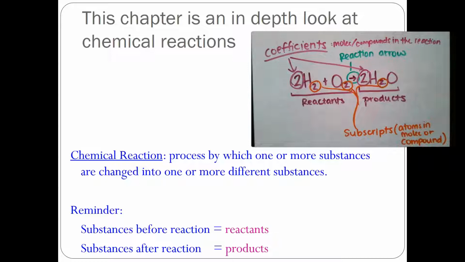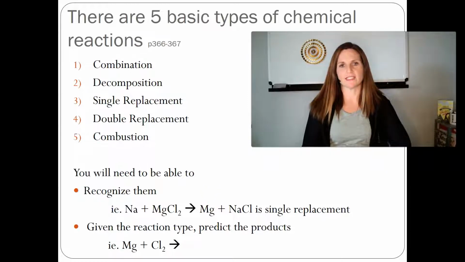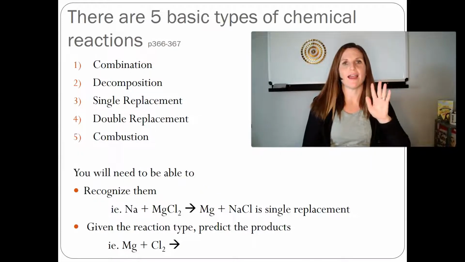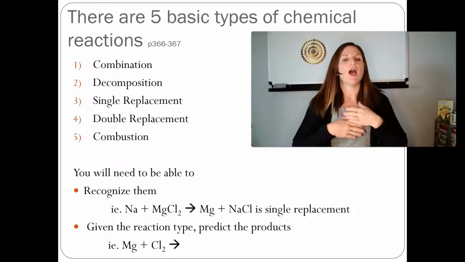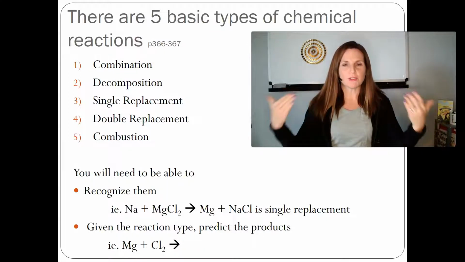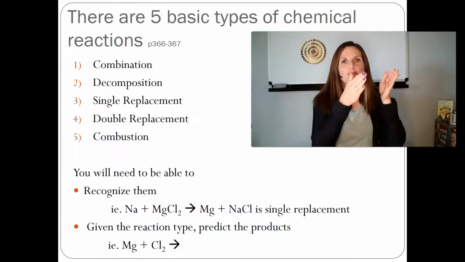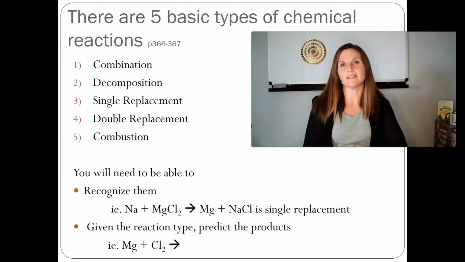So you can see right away that this chapter is taking what we already know about reactants and products, about molecules and reactions, and building upon that to make it into an even more complex look at our chemical reactions. When we look at chemical reactions, there are really 5 kinds of chemical reactions. We can take most observable chemical reactions and file them as one of these kinds of reactions.